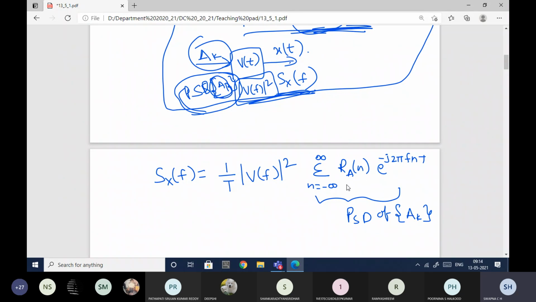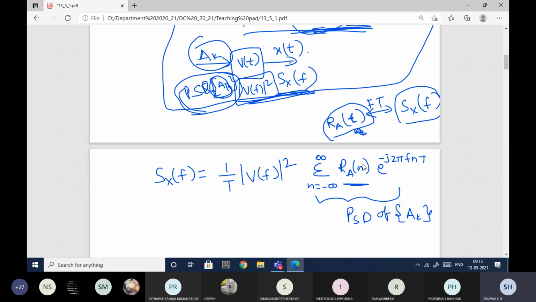Here, what is this Ra of n? It is nothing but the autocorrelation function. There is a relationship between the autocorrelation function and the power spectral density. Can anybody tell me the relationship? If I take t, it is the continuous time domain; if I take n, it is the discrete time domain. So if I take Ra of t, its Fourier transform will be equal to Sx of f. The Fourier transform of the autocorrelation function gives you the power spectral density. This is a relationship you already know.